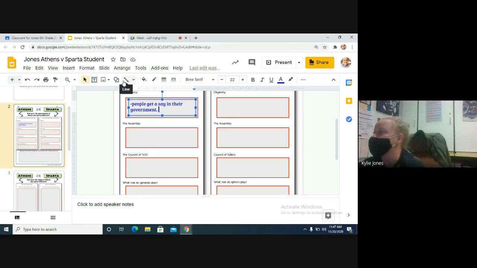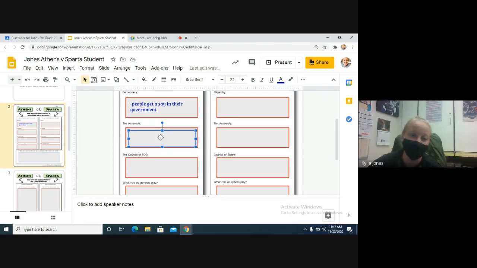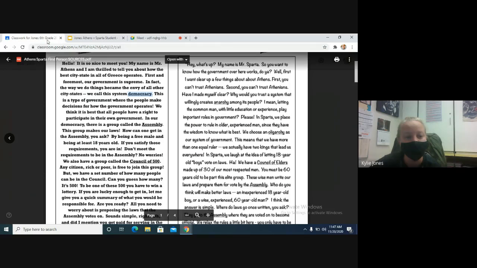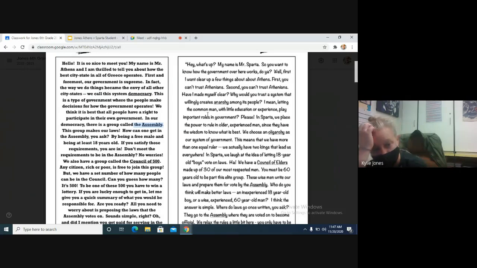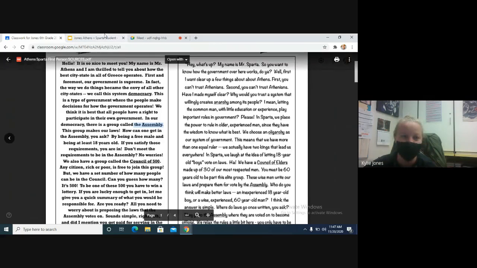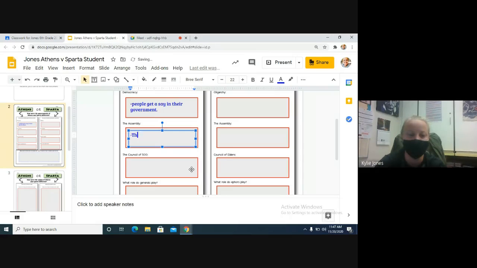Okay, what about the assembly? What does the assembly do? Isn't it the assembly where you can vote when you're 18 and older? You can get in it when you're 18 or older, but what do they do? They vote. Good. It says it right after. They make our laws.